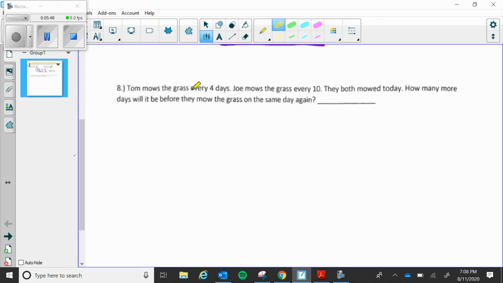Tom mows the grass every 4 days. Joe mows the lawn every 10. They both mowed the lawn today. How many more days will it be before they mow the grass on the same day again?